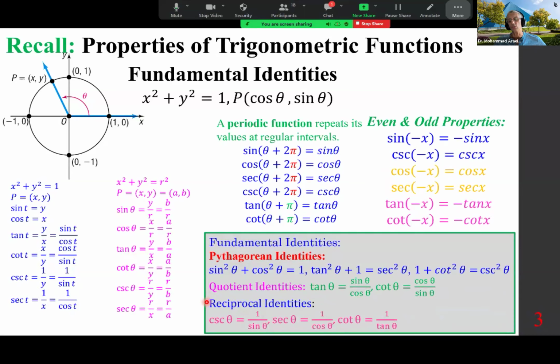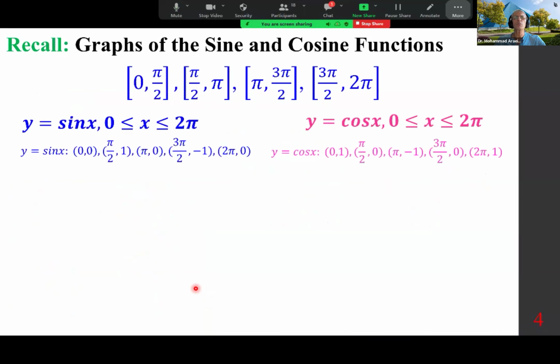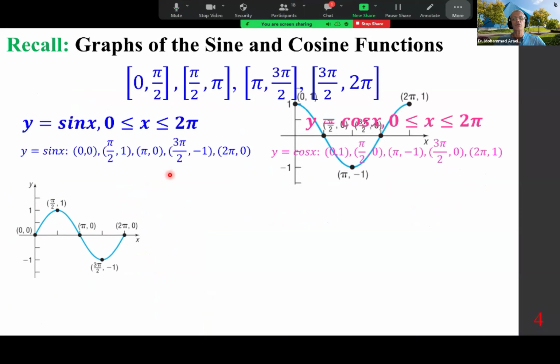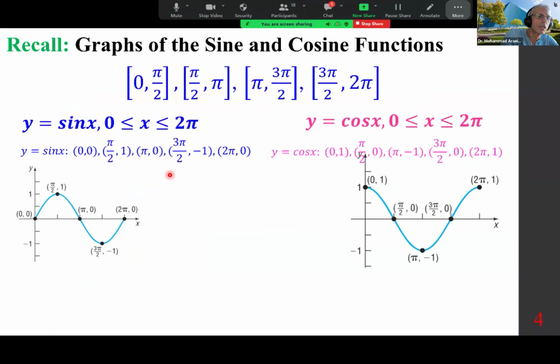When it comes to the graph of sine and cosine functions, we cut that into four parts, because as you can see, we have 1, 2, 3, 4 arcs. So we cut the period, which is normally 2 pi, or at least for the basic one. And then we look at the end points. That gives us 4 arcs, 5 key points.